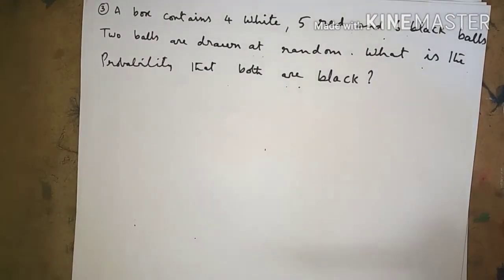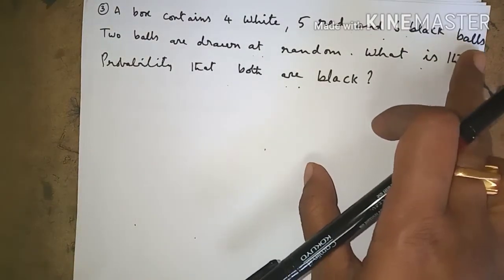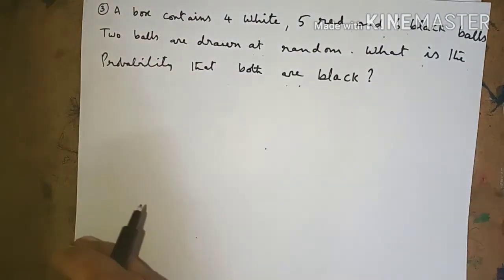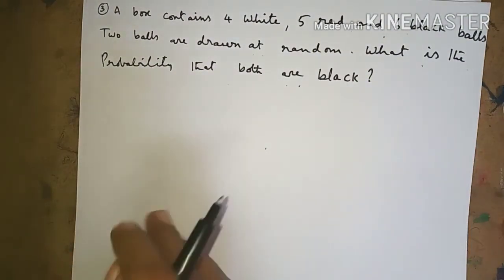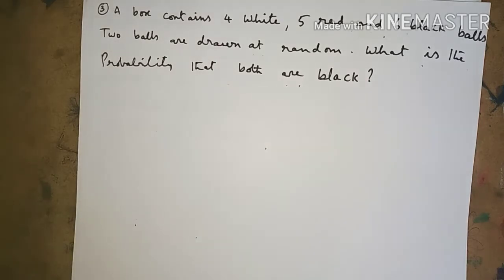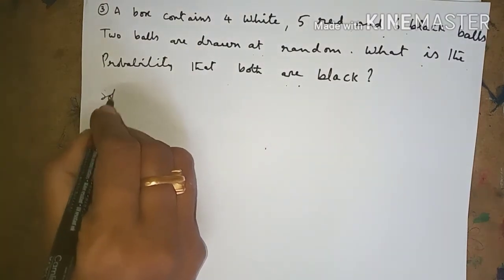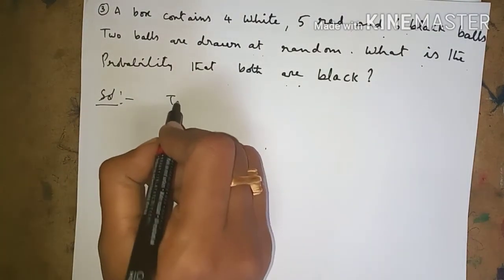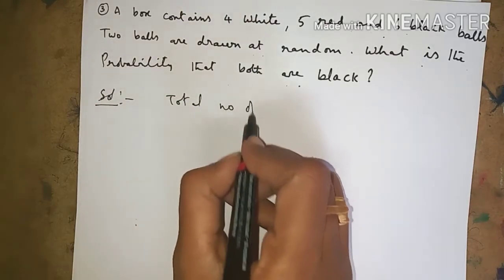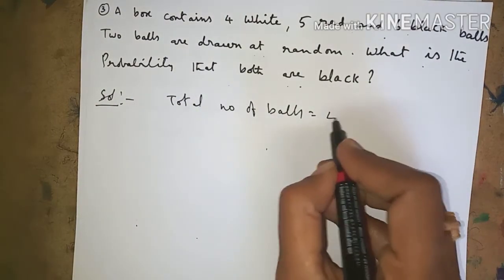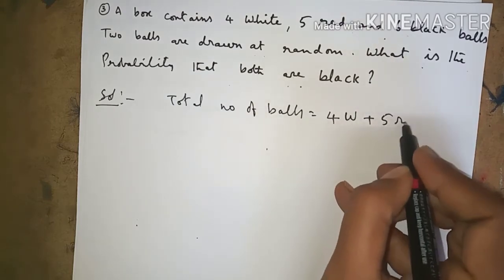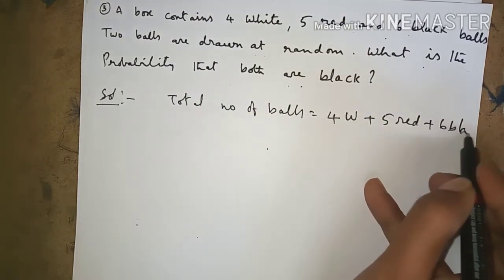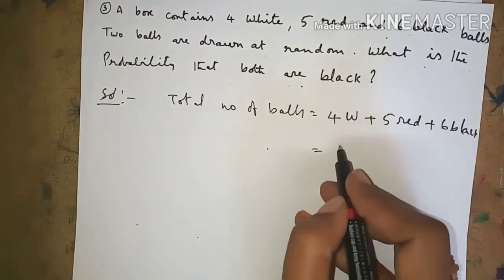The next problem is, a box contains 4 white, 5 red and 6 black balls. 2 balls are drawn at random. What is the probability that both are black? Now, solution. Total number of balls, in the same way as the previous one: 4 white plus 5 red plus 6 black. How many in total? 15 balls.